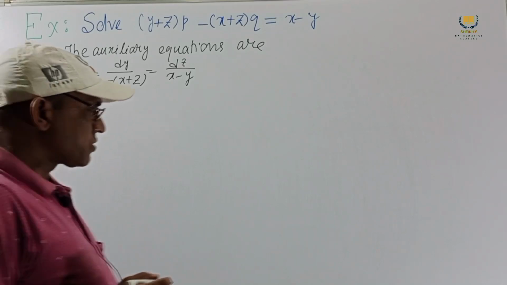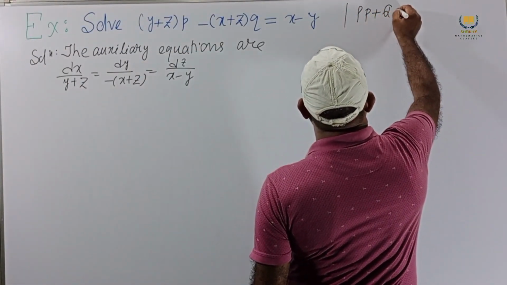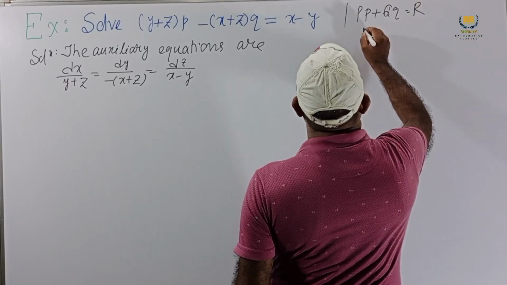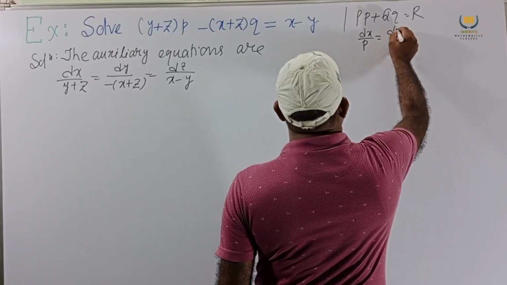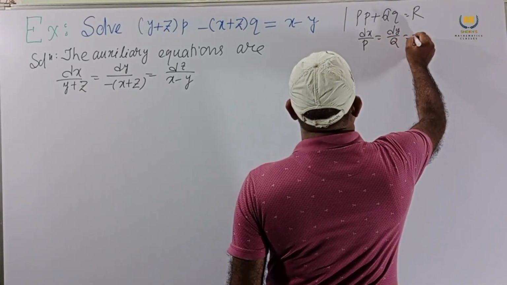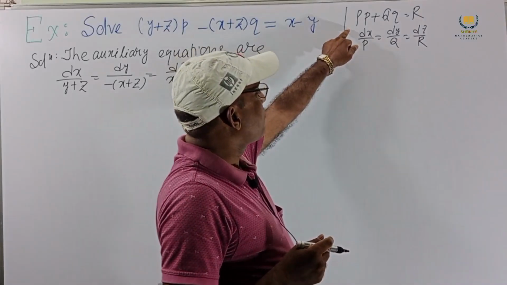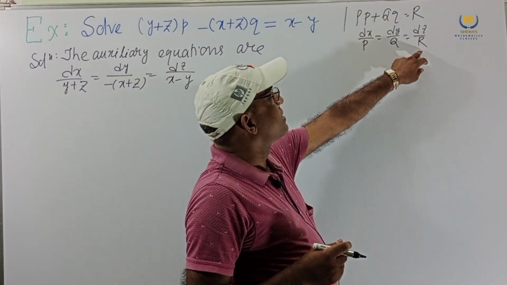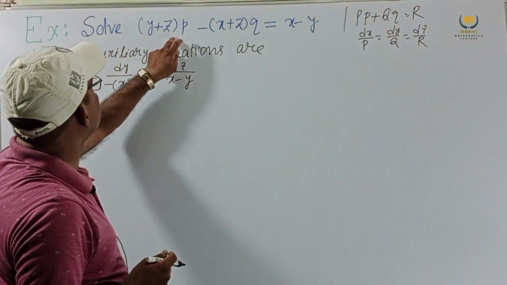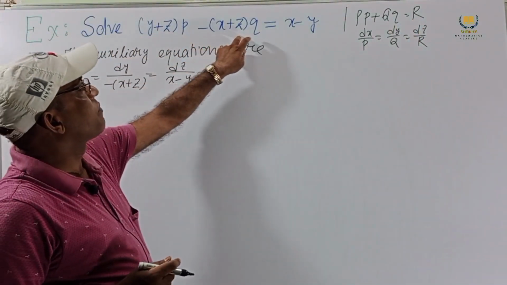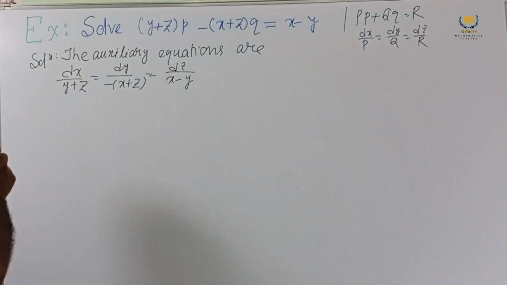Because we know this formula, Pp plus Qq equal to R, then the auxiliary equations are dx by P, dy by Q, dz by R. So this is our capital P, this one capital Q and this one R. So this is our auxiliary equation.